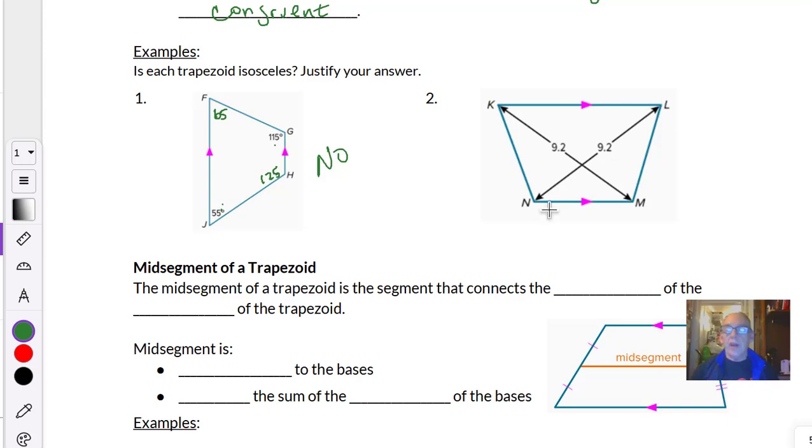Here we have congruent diagonals in this one set of parallel sides. This is isosceles because it has the congruent diagonals.